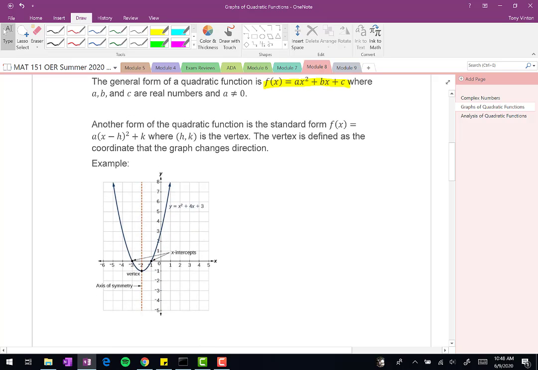We typically see, or have seen, quadratics look like a parabola. This kind of parabolic shape where it comes down and then goes up, or goes up and then comes down. It can be in either form.